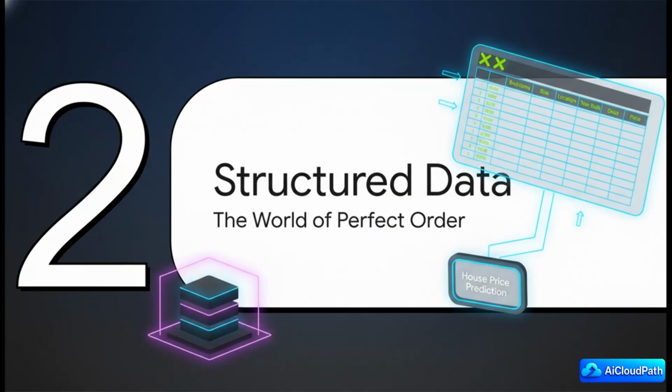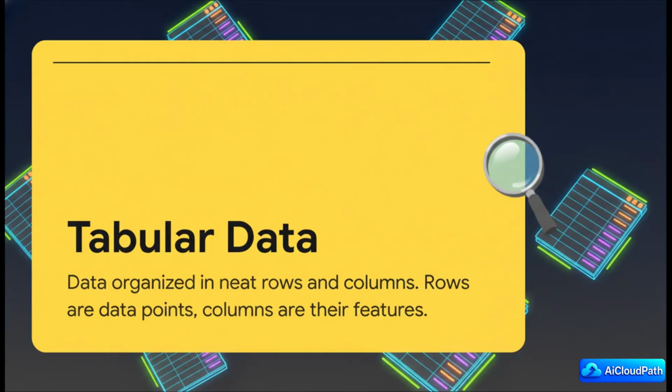All right, let's start with the tidy one, structured data. This is the world of perfect order. Everything has its own little box, its own label, which, as you can imagine, makes it way easier for a machine to understand and analyze. So what's the most common type you'll see? It's called tabular data. And honestly, if you've ever looked at a spreadsheet, you already know what this is. It's just a fancy name for data organized in nice, clean rows and columns.